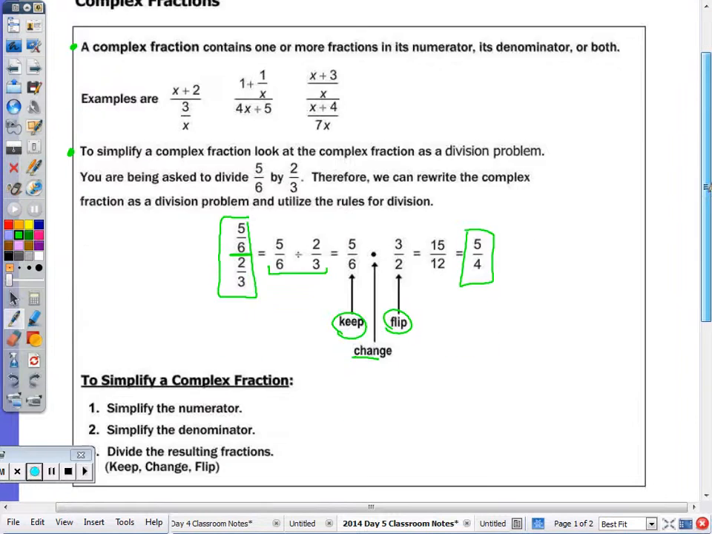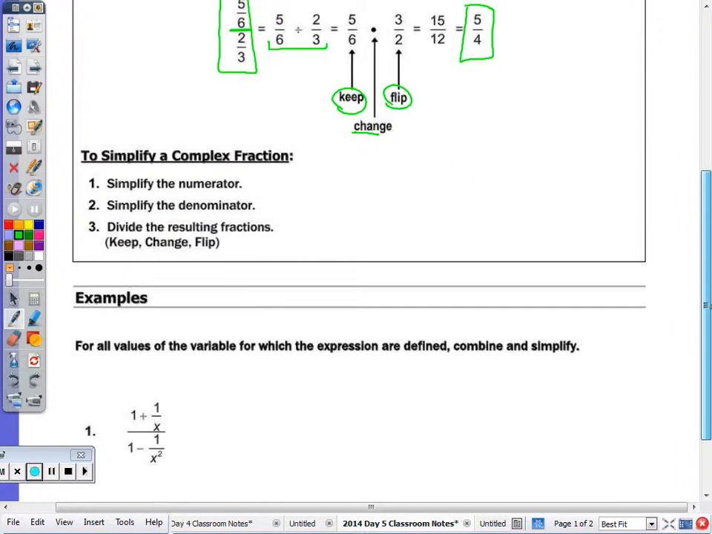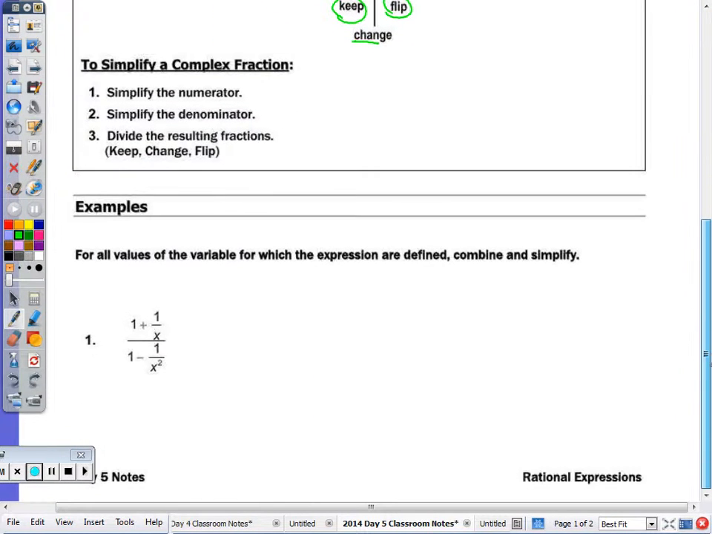So the steps are there, okay? You want to simplify the numerator if possible, simplify the denominator if you can, and then do your keep, change, flip. So I just want you for a moment to ignore the bottom. Okay, we're just going to focus on the top or the numerator of that fraction.